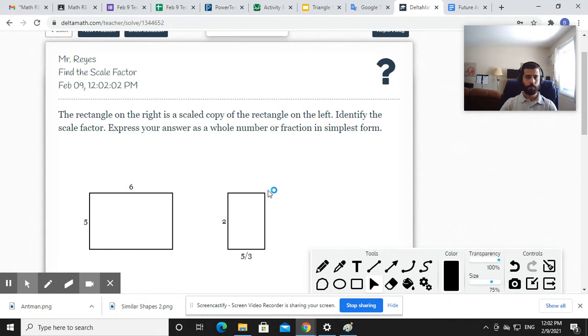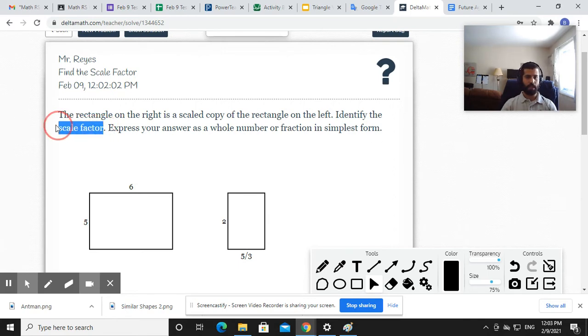So, the rectangle on the right is a scaled copy of the rectangle on the left. What's a scaled copy? It means that it is a similar shape, it is drawn to scale, it is proportional. Identify the scale factor. Express your answer as a whole number or fraction in simplest form.